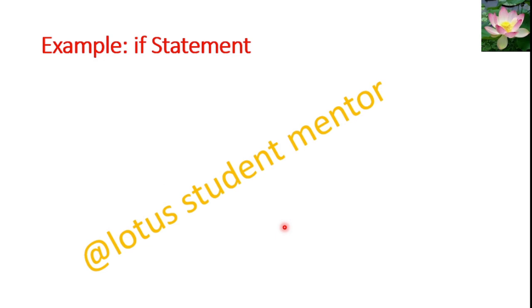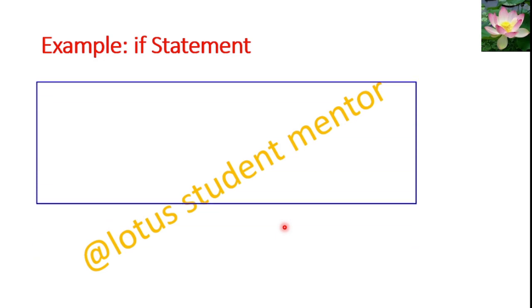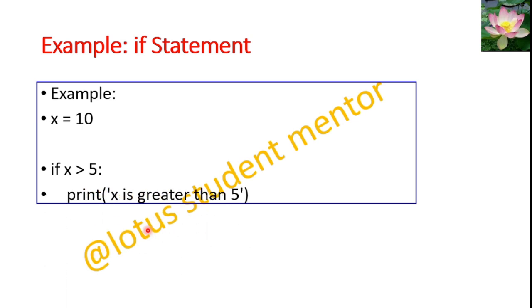If we consider the example of the if statement, the example is x equal to 10. The x is the variable assigned with the value 10. The condition is if x is greater than 5. Is it true? Let us begin. print x is greater than 5. So the output becomes true. If x is greater than 5, that is the true value. That means the printed output will be x is greater than 5.